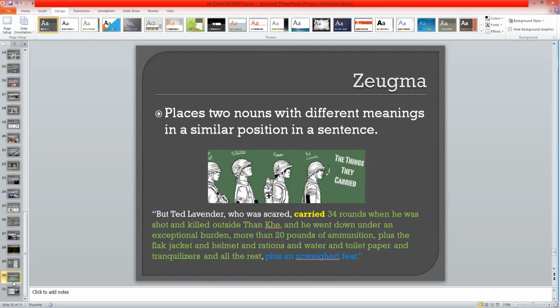It says, "But Lavender, who was scared, carried," that's a verb here, "carried 34 rounds when he was shot and killed outside, I don't know how to pronounce it, Tenki. And he went down under an exceptional burden, more than 20 pounds of ammunition, plus the flak jacket and helmet and rations and water and toilet paper and tranquilizers and all the rest, plus an unweighted fear."